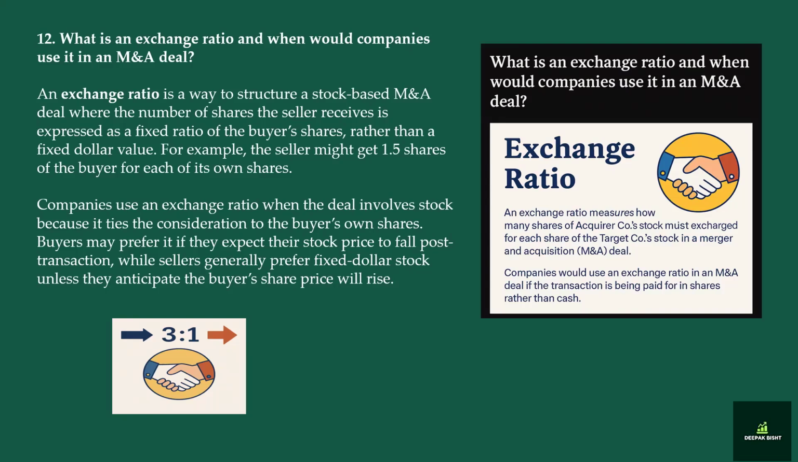The strategic implication from the buyer's perspective is that the buyer often prefers a fixed exchange ratio when they expect their stock price to fall after the deal announcement. This way, even if the stock price declines, the total dollar value paid decreases. From the seller's perspective, sellers prefer a floating exchange ratio because they expect the buyer's stock to rise, and it ensures they capture the full dollar value promised at signing, regardless of share price volatility.